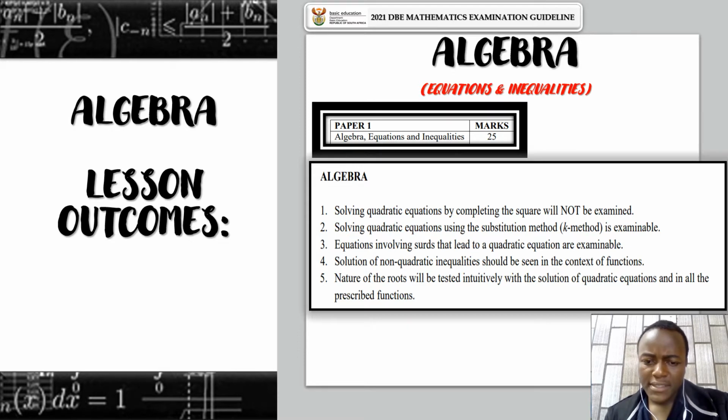Equations involving sets that lead to quadratic equations are also examinable. And solution of non-quadratic inequalities should be seen in the context of functions, and also nature of the roots will be tested intuitively with the solution of quadratic equations and in all the prescribed functions. So we'll actually look at nature of the roots, and we'll proceed like that.